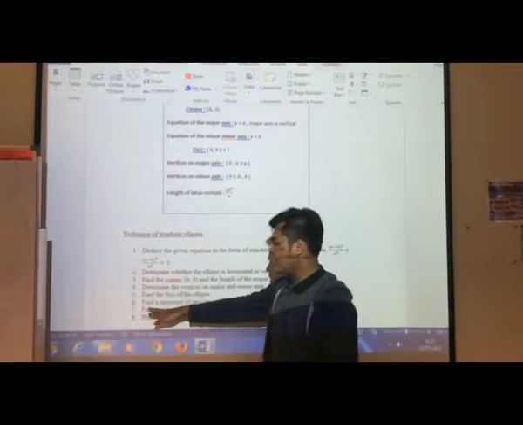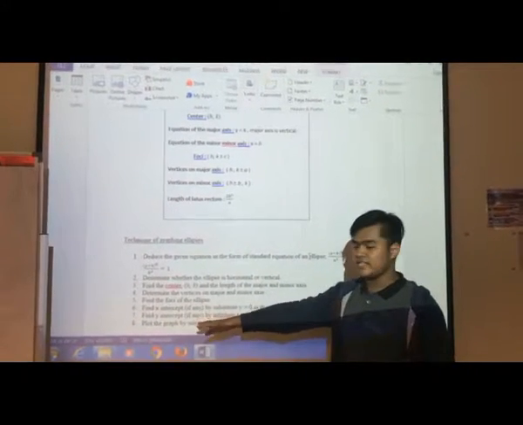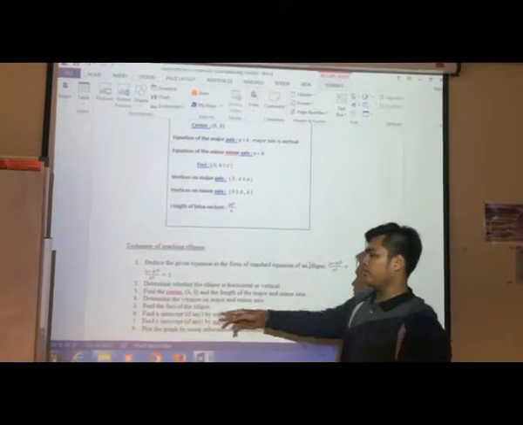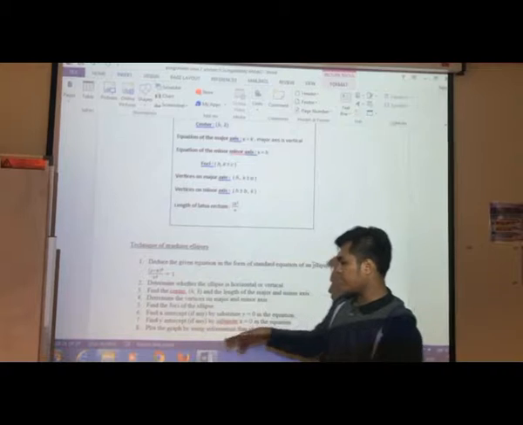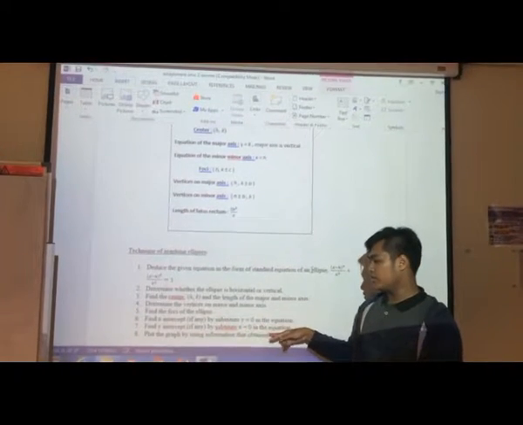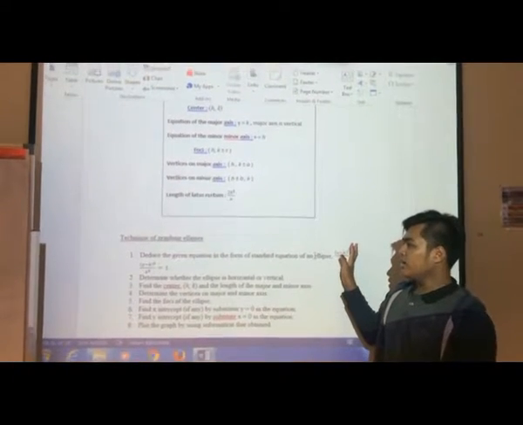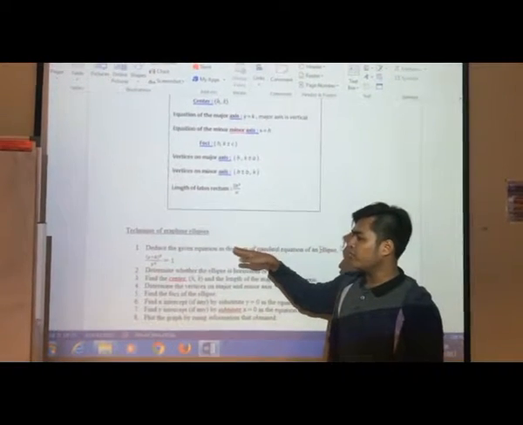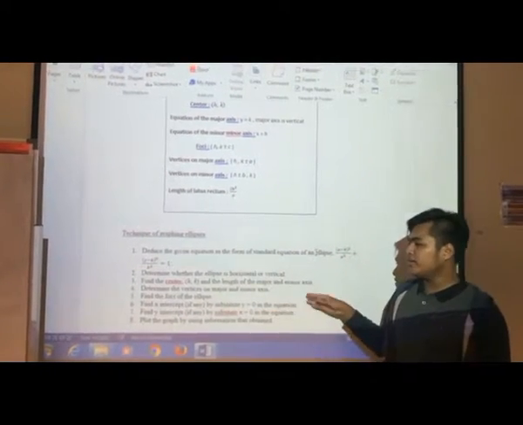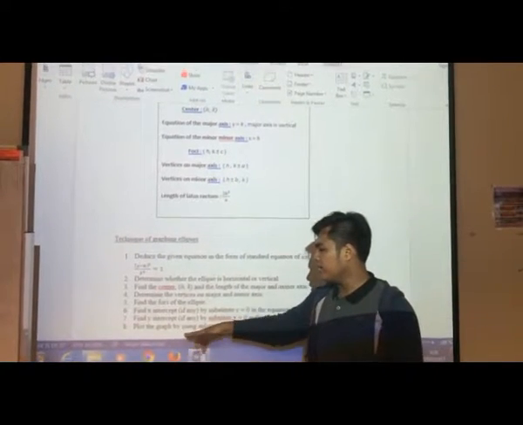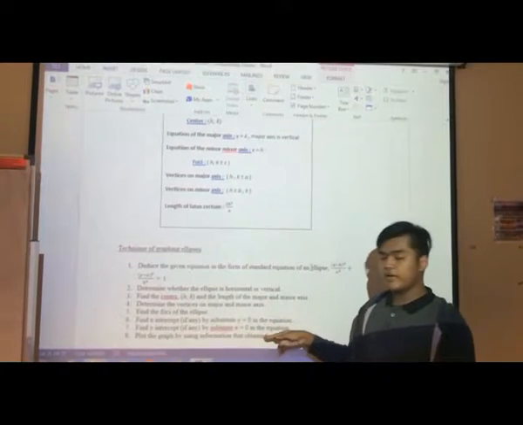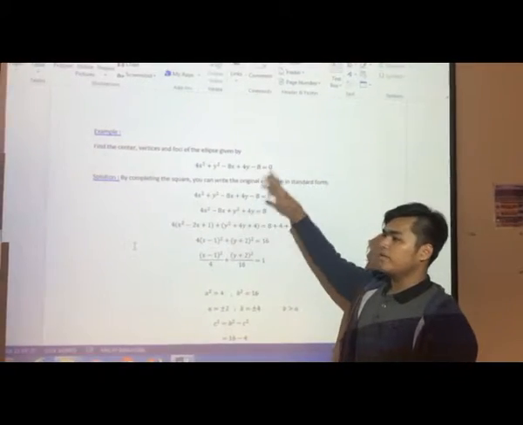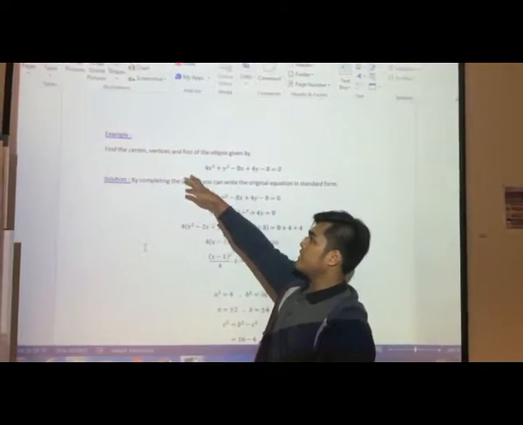The sixth, to find the x-intercept, we substitute y equal to 0. To find the y-intercept, we substitute x equal to 0. Okay, from techniques 1 until 7, we can make a graph by using the information that was obtained.